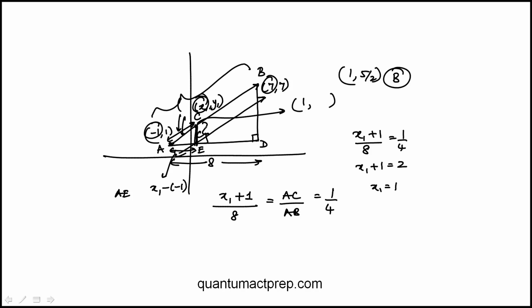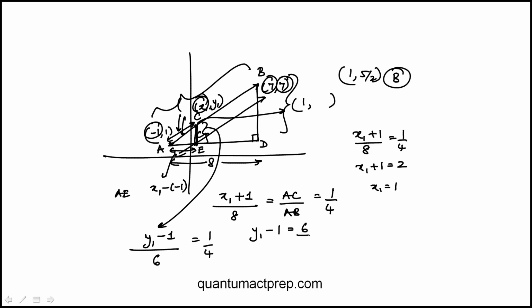That CE here would be y1 minus 1, because the y coordinate of that point E is 1, divided by BD, which is 7 minus 1, which is 6. And that's also equal to 1/4. So y1 minus 1 is 6/4 or 3/2. y1 is 3/2 plus 1, which is 5/2. And it does match with choice B.